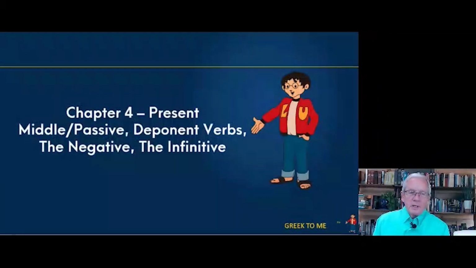I trust that you're becoming great friends with the definite article. So important for Greek grammar. Today, we're going to be moving into the present middle passive indicative of the verb. We're going to be looking at something new for you. They're called deponent verbs, the Greek negative, as well as the infinitive. So let's get started here.